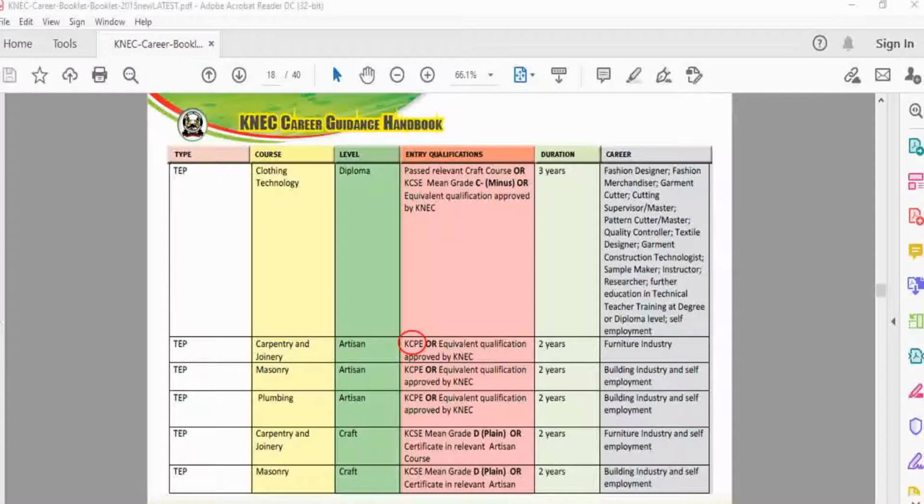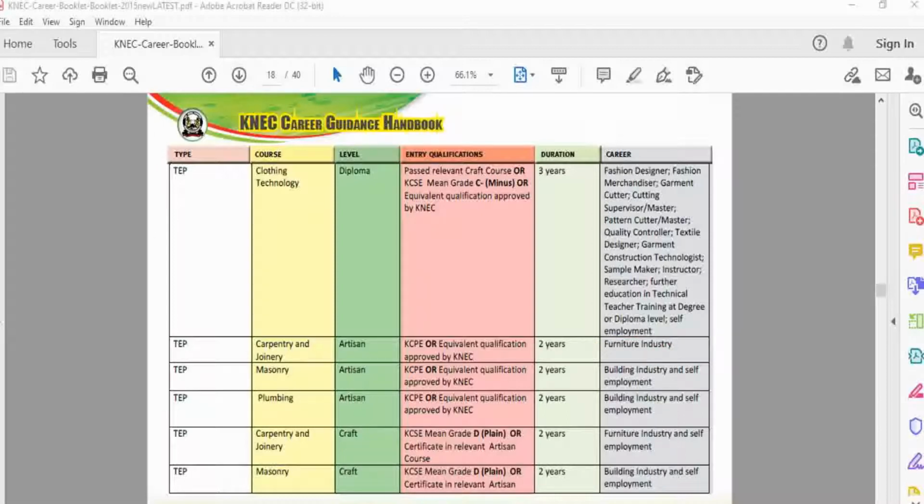Alternatively, if you scored an E or a D minus, you can also join the engineering courses at artisan level. And the course will take you a total of 2 years. And the career will be in making furniture.